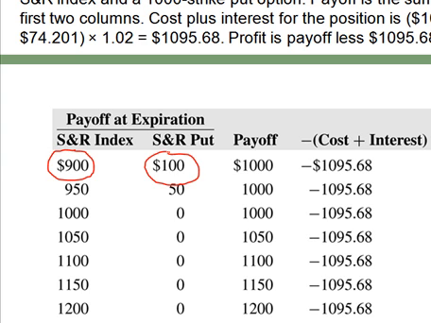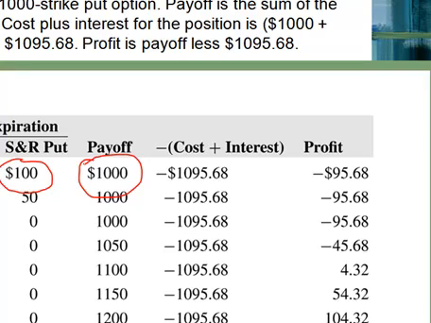That's valuable. The put payoff then is the difference between the strike and the spot price of the index, which is the $100. So the total payoff then is still $1,000, even though the value of the index has gone down. Now, you still have a loss when all is said and done, but it's limited. It's limited to $95.68. And that's what happens when you combine a put with the underlying asset.